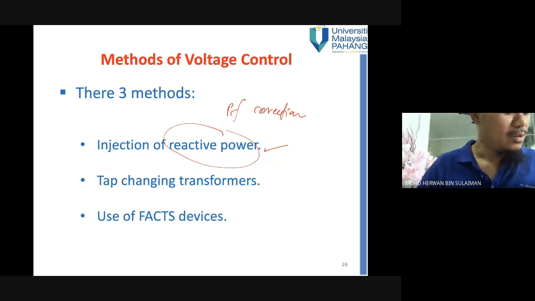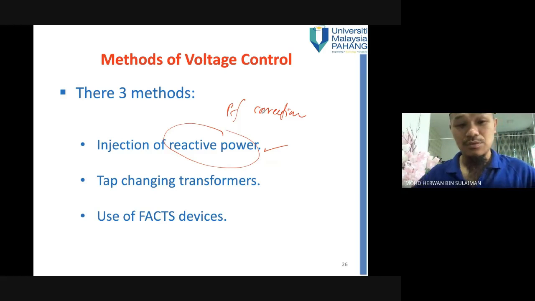Okay, sorry. So we have learned about injection of reactive power. This one we look at in detail later. But you have learned some of them in the EPS.